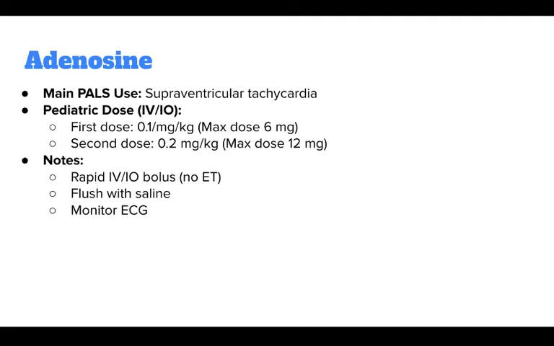So the first drug we're going to talk about is adenosine, which is mainly used in PALS to help treat supraventricular tachycardia. The first dose for IV/IO is 0.1 milligrams per kilogram with a max dose of 6 milligrams. And then the second dose can be 0.2 milligrams per kilogram with a max dose of 12 milligrams. Some notes: rapid IV/IO bolus, no ET is allowed for this drug. Flush with saline and monitor ECG.